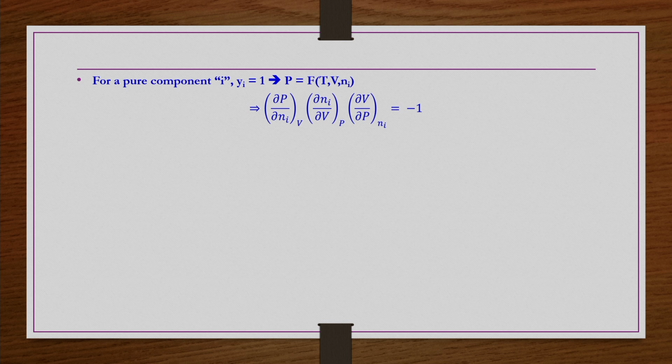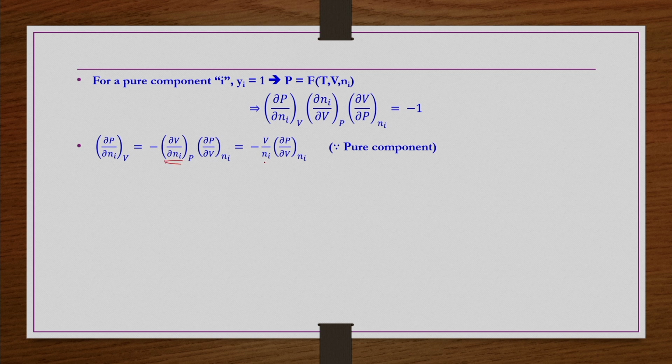Then we know that dou P by dou Ni at constant V, multiplied by dou Ni by dou V at constant P, and multiplied by dou V by dou P at constant Ni, equals minus 1, from the principles of differentiation. Then we can write dou P by dou Ni equals minus dou V by dou Ni at constant P, times dou P by dou V at constant Ni. This is what we know. And then for a pure component, dou V by dou Ni is nothing but V by Ni, that is the molar volume itself.